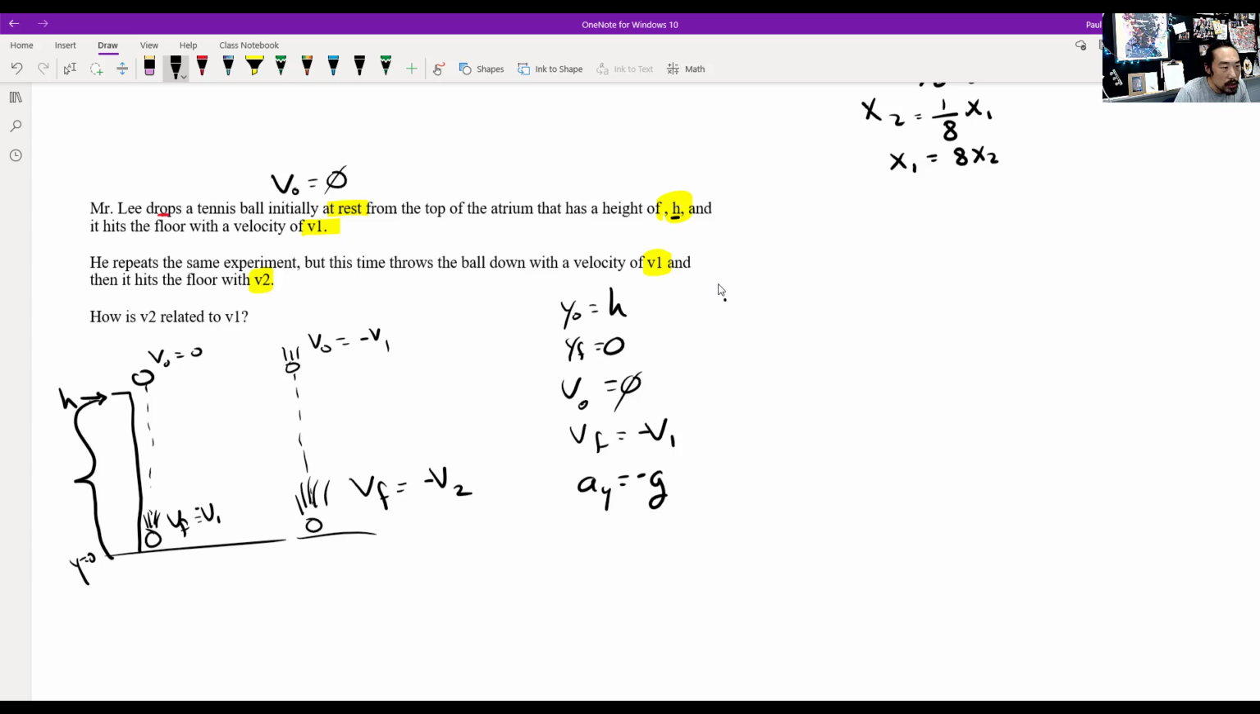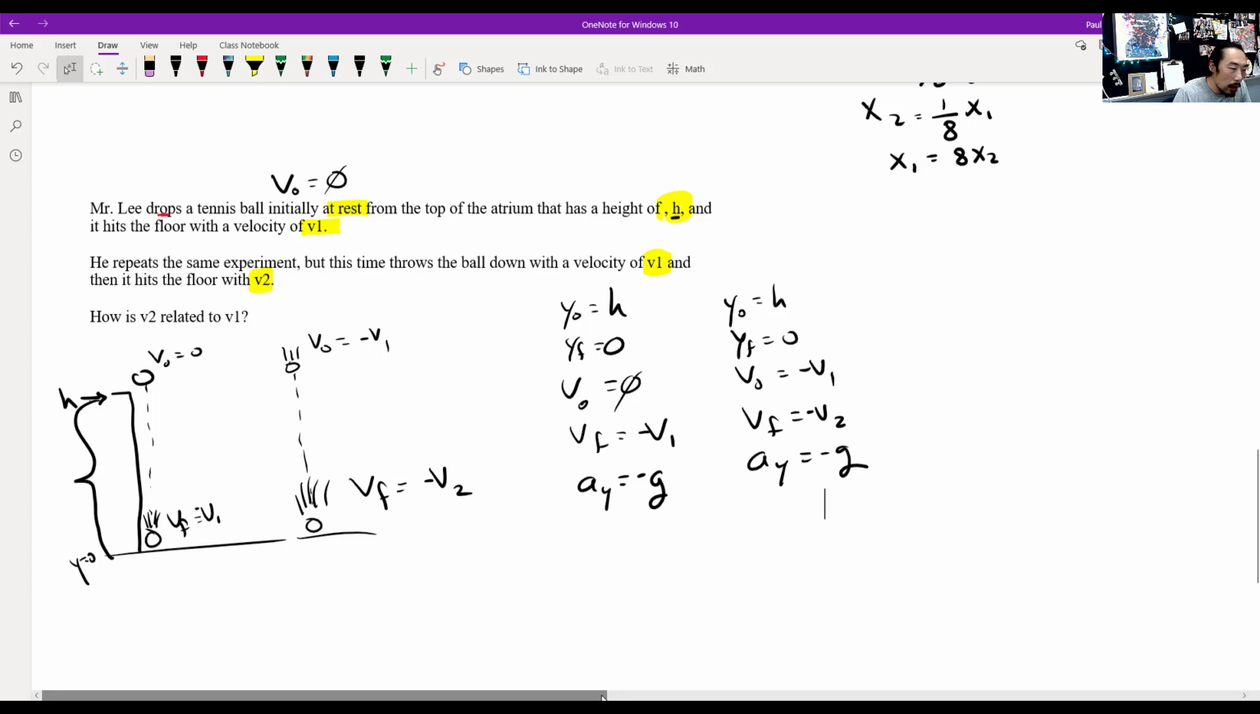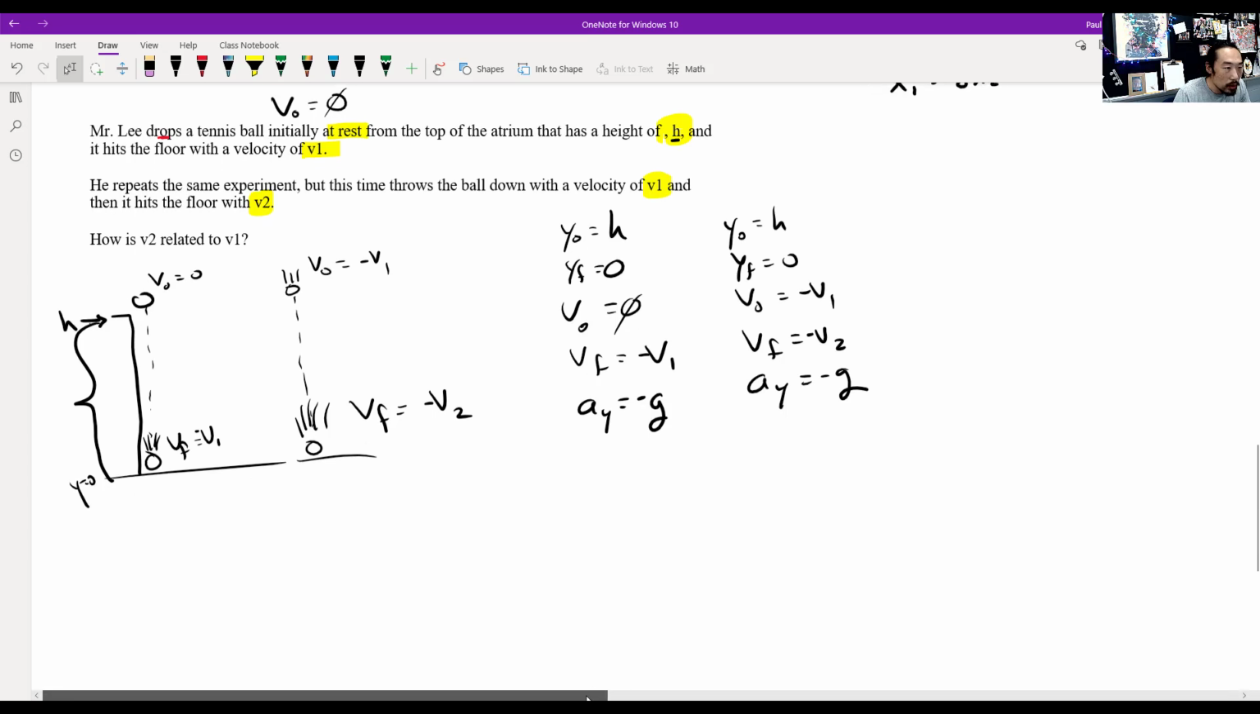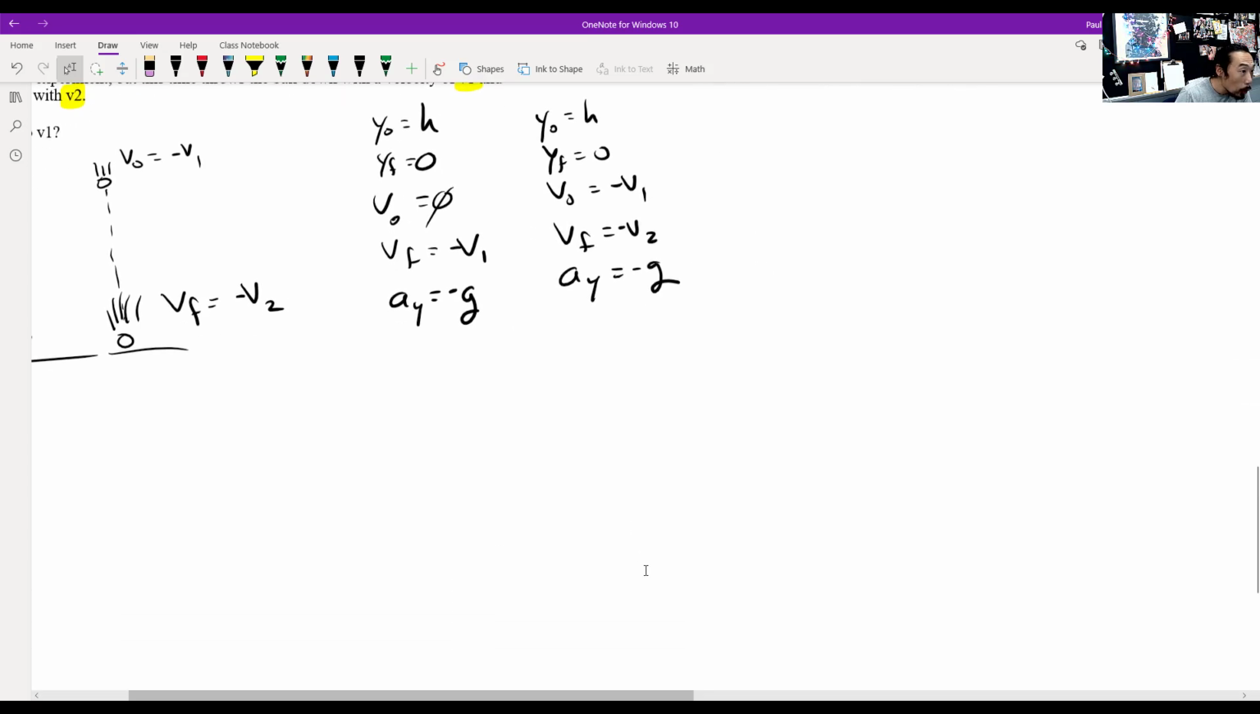Scenario 2 is essentially the same thing, except our initial velocity is, in fact, negative v1. So vf will be negative v2, and our ay is equal to negative g. You might have guessed it, but for this one, I would look at the kinematics formula that we haven't used before. So we're going to use that one and see what we can get.